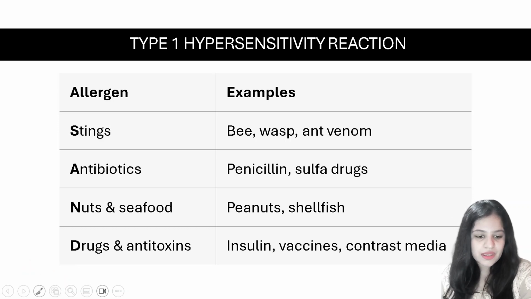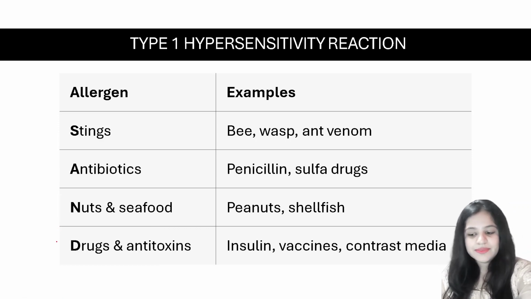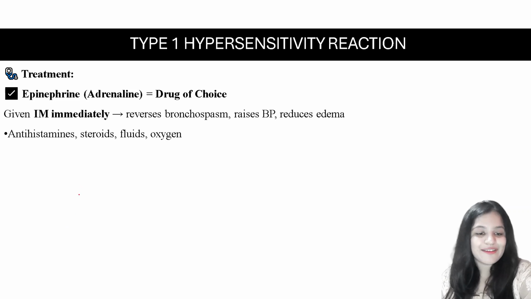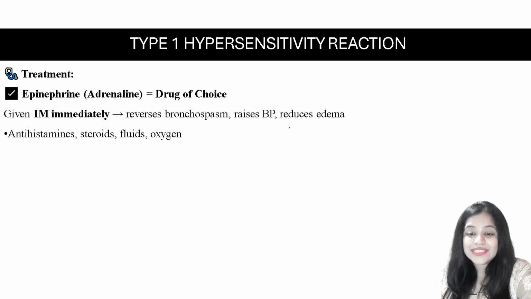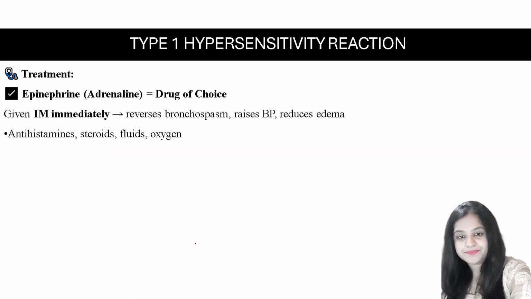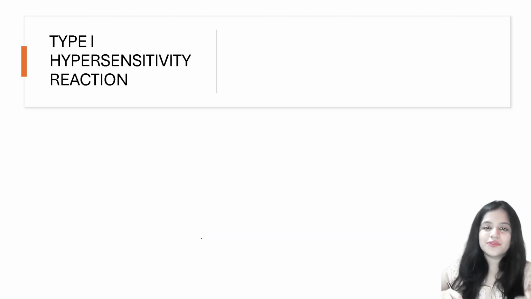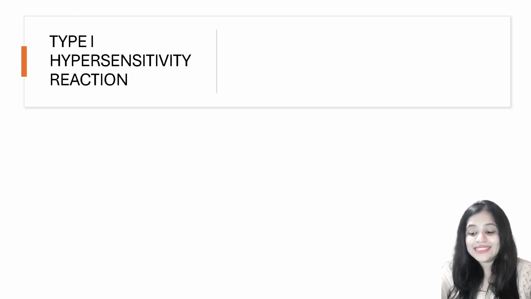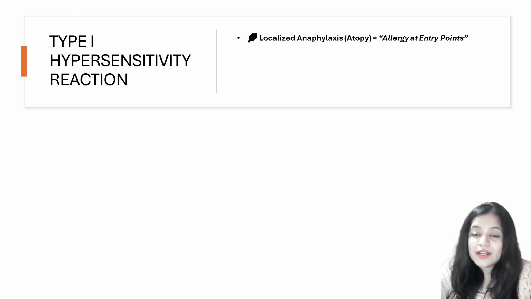Now, let's see the treatment. Treatment is epinephrine, the drug of choice, given IM immediately. It reverses bronchospasm, raises BP and reduces edema. Now, antihistamine, steroids, fluid and oxygen can also be given. Now, that was the systemic part. Let's see the localized example. Localized anaphylaxis, also known as atopy, that is allergy at entry points.